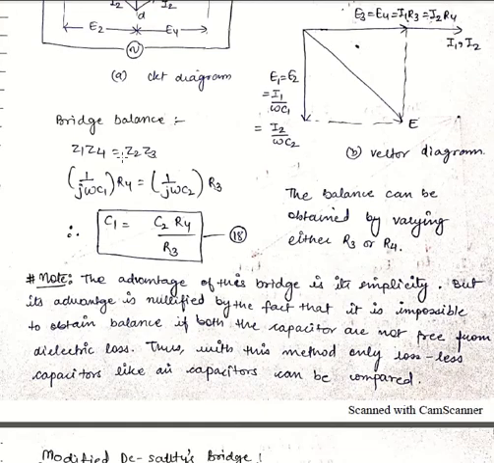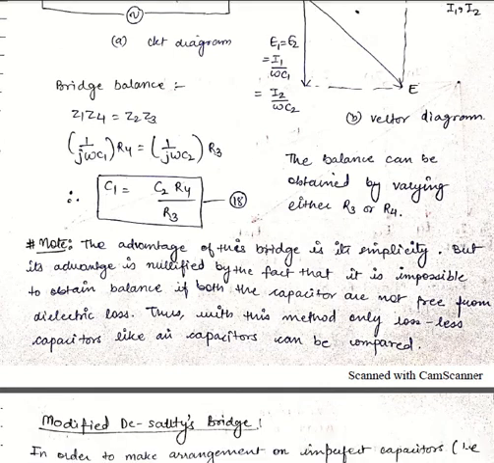By the bridge balance, as we know, Z1 Z4 is equal to Z2 Z3. Putting the values of Z1, Z4, Z2, Z3, we will have 1 upon j omega C1 multiplied by R4 is equal to 1 upon j omega C2 multiplied by R3. So we'll get the value of our unknown capacitance, that is C1 is equal to C2 R4 divided by R3. The balance can be obtained by varying either R3 or R4.